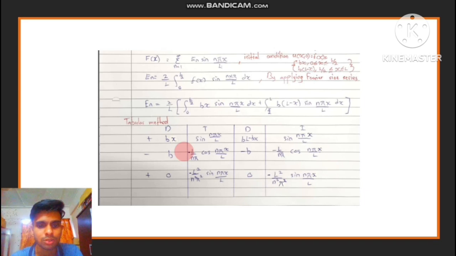Next we have to use the tabular method, which is used when a function is the product of two expressions. For this equation, we have b x sin n pi x over L, and for this one we have b(L minus x) sin n pi x over L. So we have to do the tabular method for both of those. One is by differentiating b x and integrating sin n pi x over L, and then differentiating b(L minus x), which is the expression after expanding b(L minus x), and integrating sin n pi x over L.